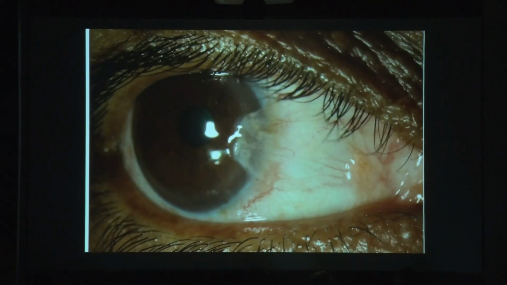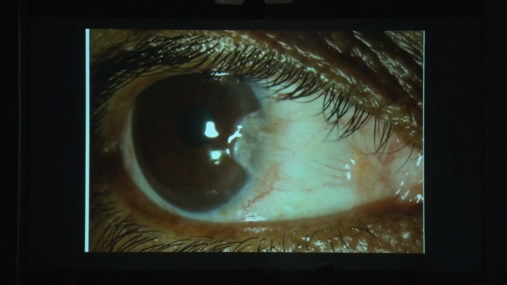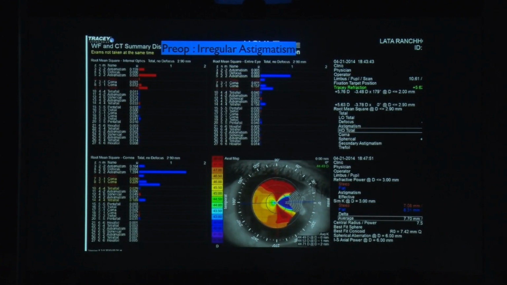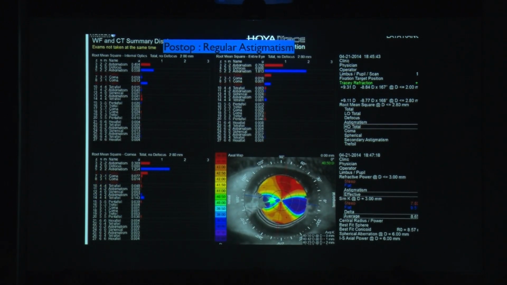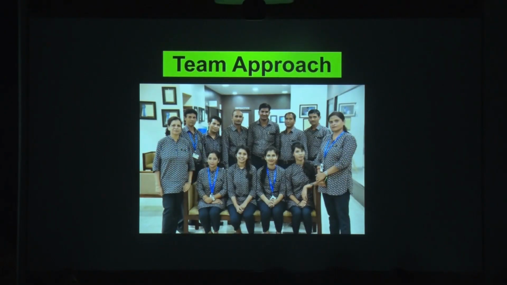And the last case is a pterygium, which is also a very common scenario. In a significant pterygium which is causing distortion in your readings, do a pterygium excision and wait for at least 4 to 6 weeks. So this was the pre-op, very irregular astigmatism. This is what it became post-op, and the mesopic pupil. So you could very well go ahead in such eyes and do a toric.